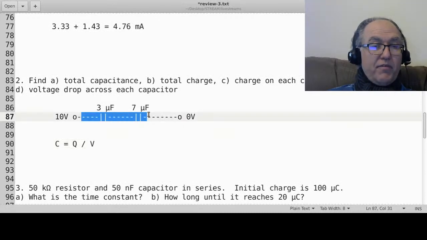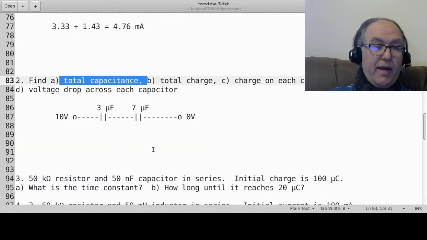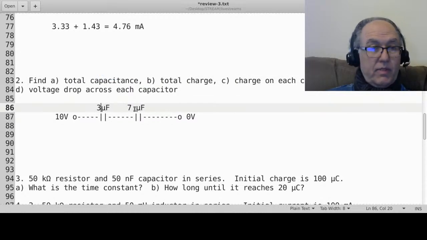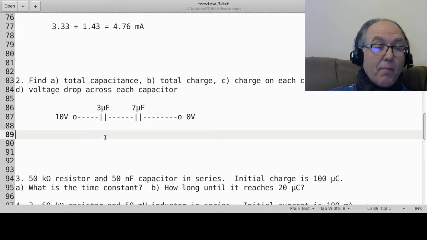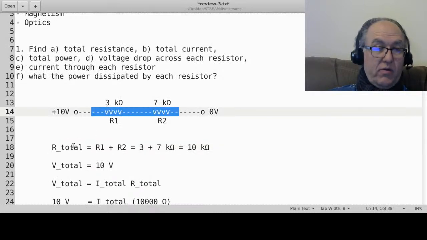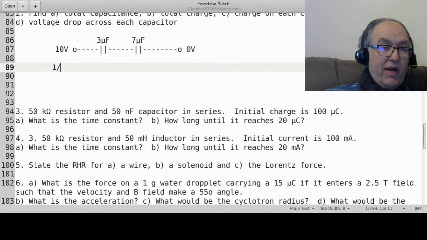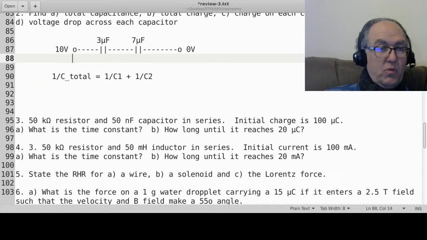So here we have two capacitors in series, and I asked for the total capacitance. Capacitors actually work the opposite of resistors when you go to combine them. For resistors in series, you just add them to get the total. But for capacitors in series, you actually add the reciprocals. So 1 divided by C total is going to equal 1 divided by C1 plus 1 divided by C2. Let's call this one C1, and this one is C2.